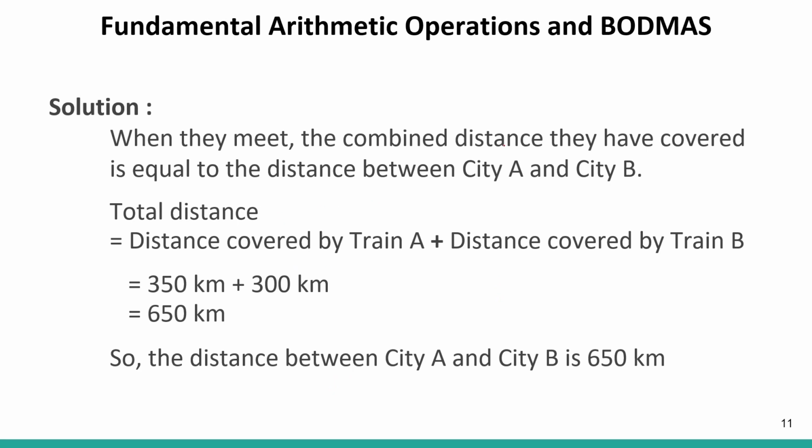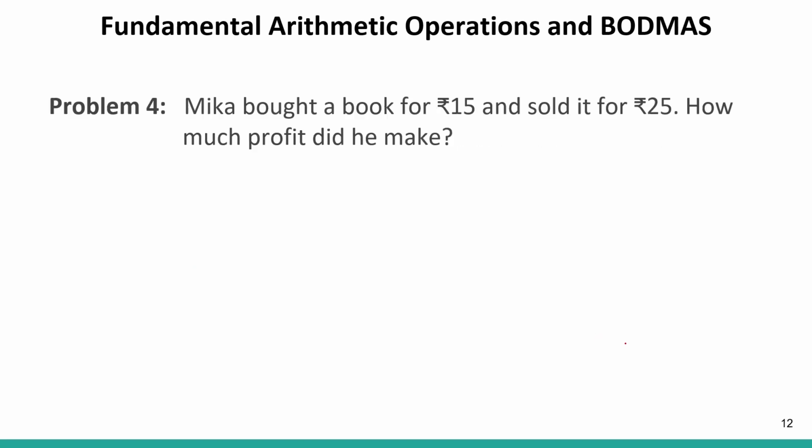So when they meet, the combined distance they have covered is equal to the distance between city A and B. The first one has covered 350 kilometers and the second one 300. So the combined distance will be 650 kilometers. Okay, so the distance between city A and city B is 650 kilometers.